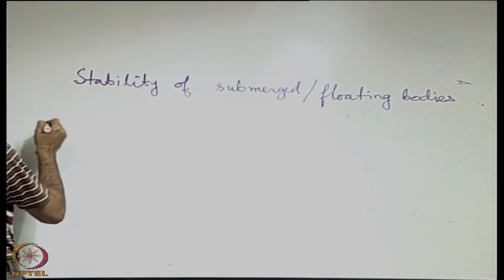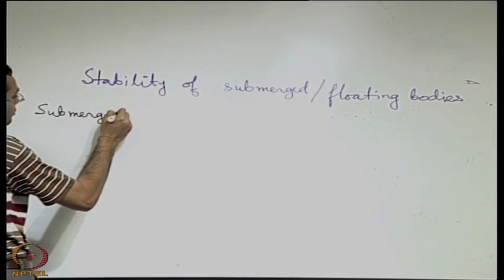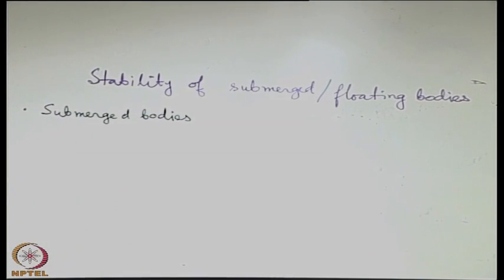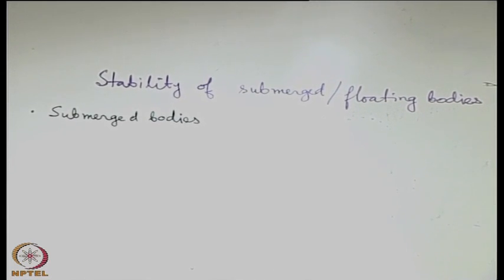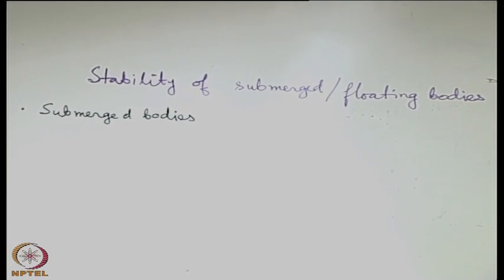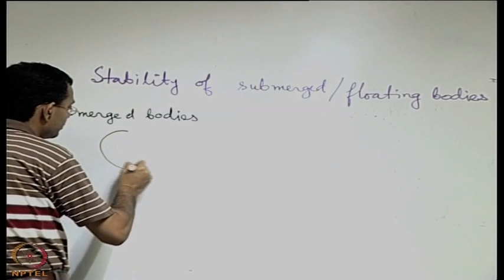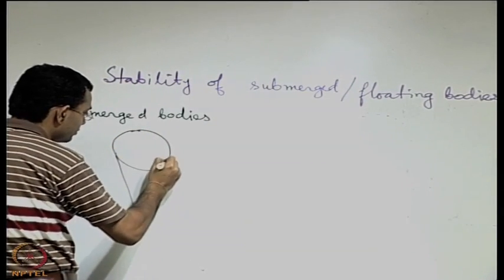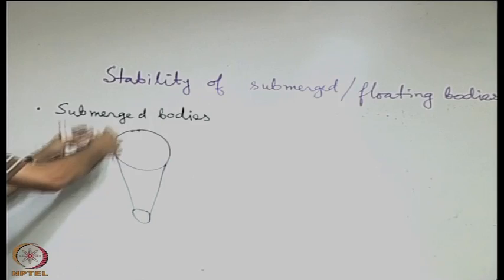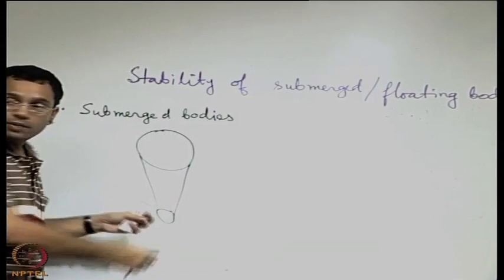Let us say that first we consider submerged bodies. A submerged body is something which is completely immersed in the fluid, and floating means a part is at the top, I mean above the free surface, and a part is below the free surface. So let us take an example. Let us say that we have this kind of a body, looks like a parachute type, the top is light and the bottom is heavy because of some added mass.